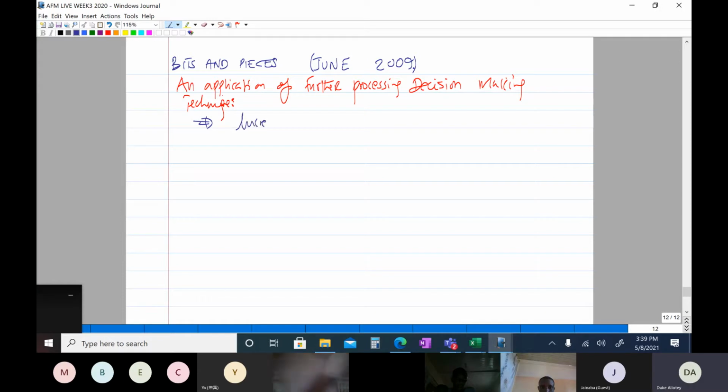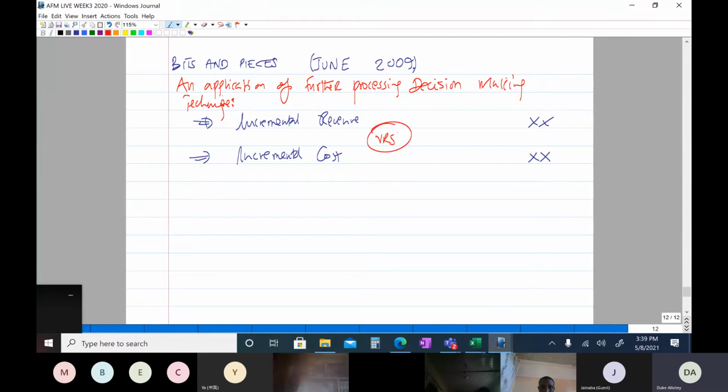We take incremental revenue against incremental costs. Incremental means additional, and whenever incremental revenue exceeds incremental cost, then it means that we need to further process, and otherwise. Okay, so this is the decision we've got to be looking at here.